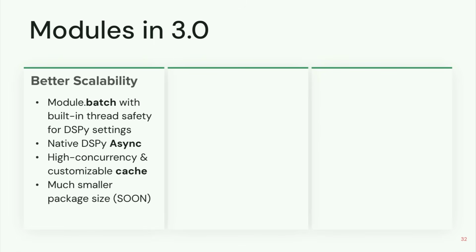We've been working on better scalability. We've been really focused on making sure you can productionize these things at really large scale. So we can now batch process with your modules. Thread safe out of the box. It does a lot of heavy lifting for you. DSPy is now natively async. We have a high concurrency cache built in by default, but it's incredibly customizable. And we've been working on a much smaller package size.